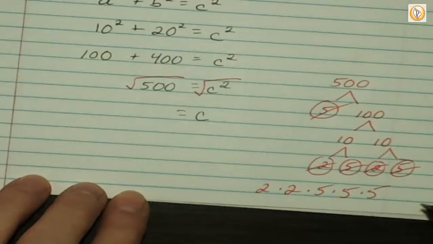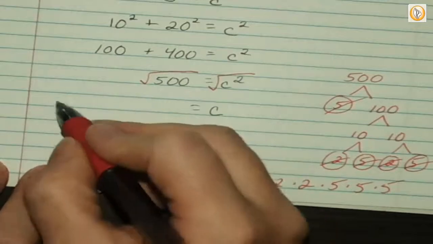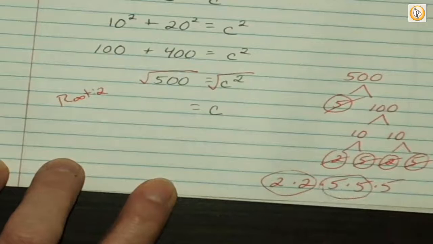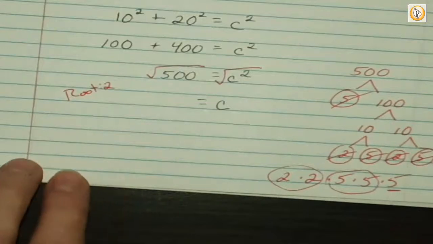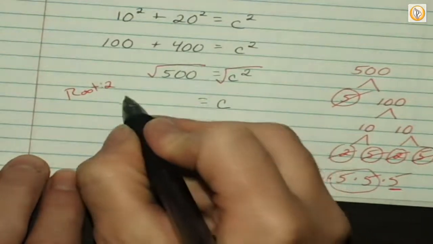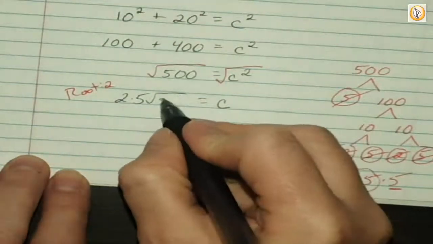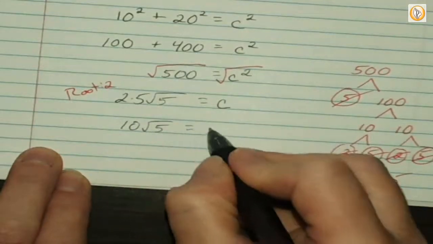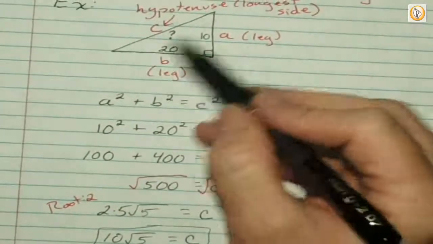Now, what is my root, Miranda? That's right. Your root is 2. So I'm circling groups of 2. So let's see. Sophia, what goes on the outside? 2 and 5. And what goes on the inside? 5. 2 times 5 is 10 times 5. Square root of 5 equals C.